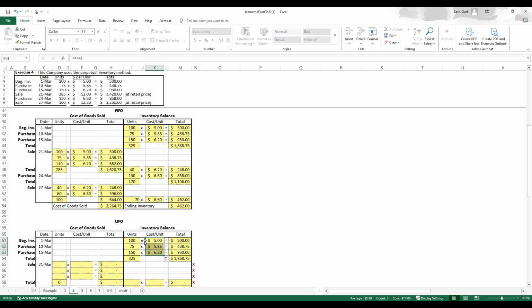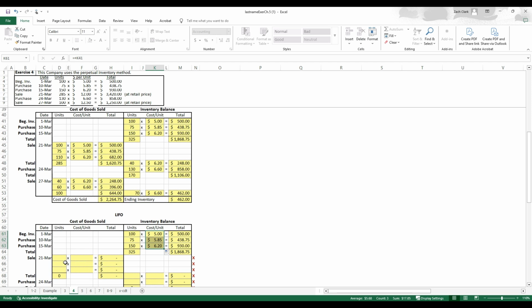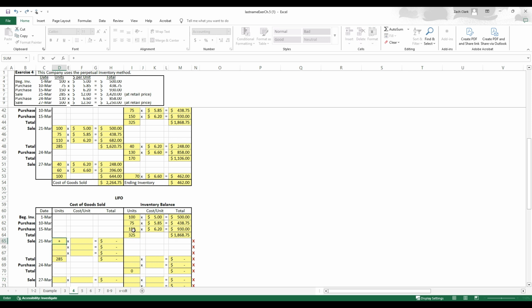Okay, so same beginning, because we haven't had a sale yet, but when the sale comes, now we're going to start with the last layer first. So still the same 285, but we're going to start with the 150 layer. So that layer is now gone. And then how many do we need? 150 plus 75, that's 225. So we're going to get rid of the second layer as well, and now we're going to need 60 from this first layer.